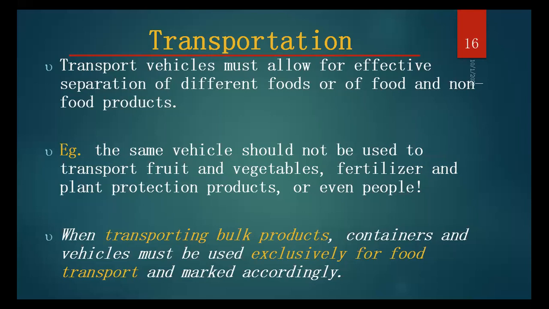Continue with the transport. Transport vehicles must allow effective separation of different foods and of foods from non-food products. E.g., the same vehicle should not be used to carry fruits, vegetables, fertilizers, and plant protection materials, or even people. Food containers should be exclusively for food and should be marked.